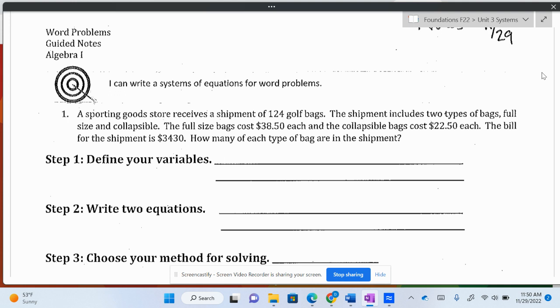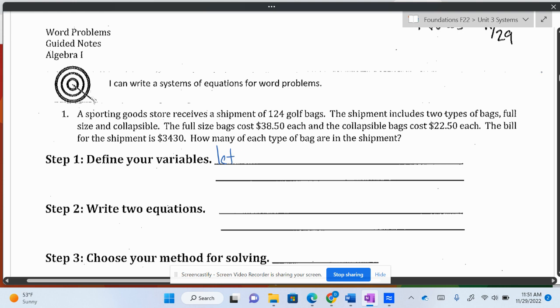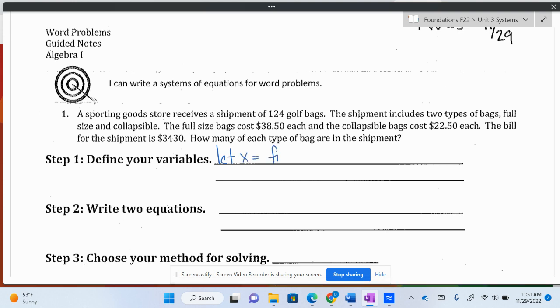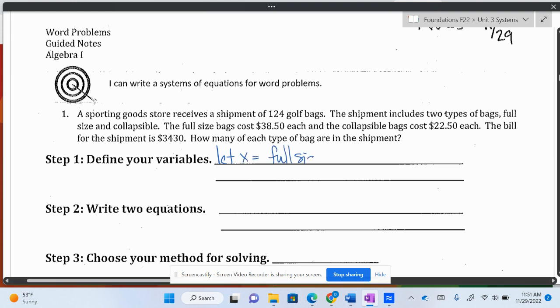So we're trying to figure out how many of each bag. So those are our variables. So let's let X equal the full size. And let's let Y equal the collapsible.